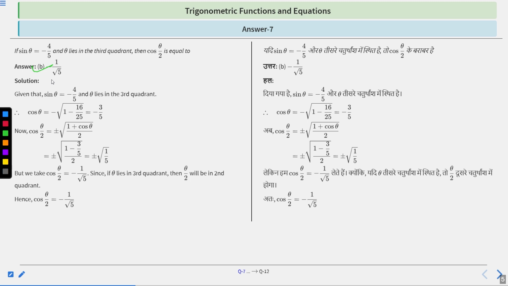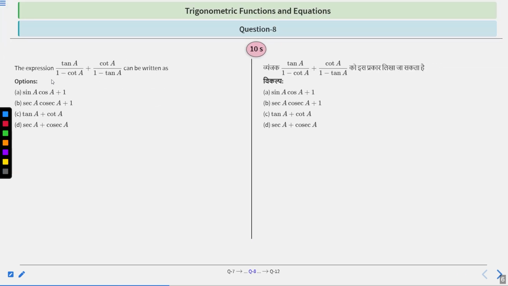Let's move to the next question, question number 8, which says the expression tan A upon 1 minus cot A plus cot A upon 1 minus tan A can be written as. See, the hint of this question is we will try to write tan A and cot A in terms of sine A and cos A, and after further simplification, you can easily reach the answer. So in this way, you can try to approach this question.